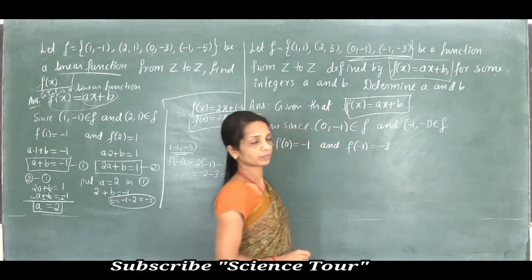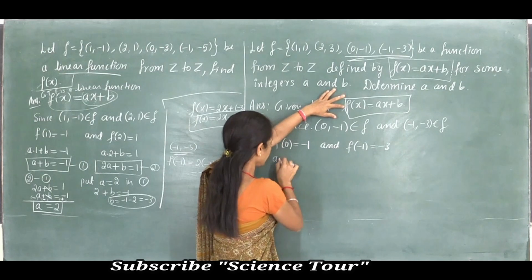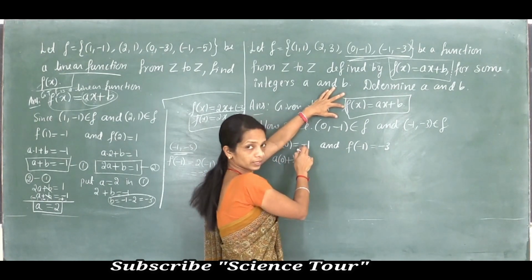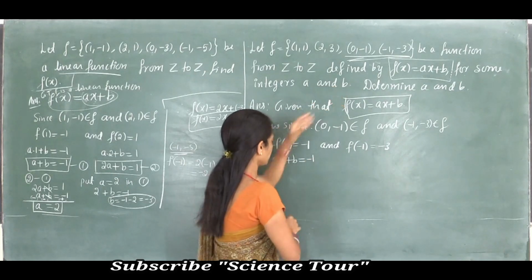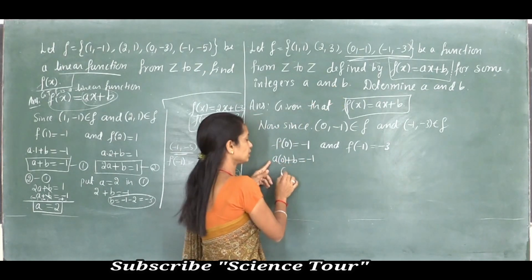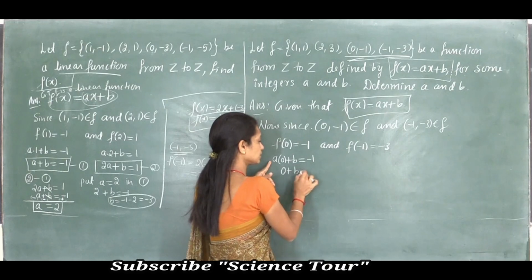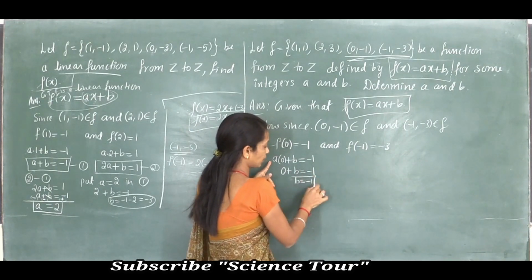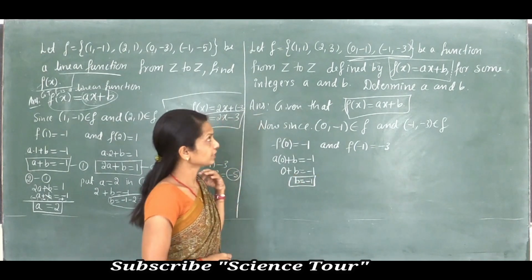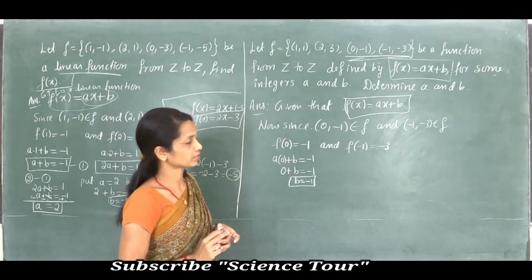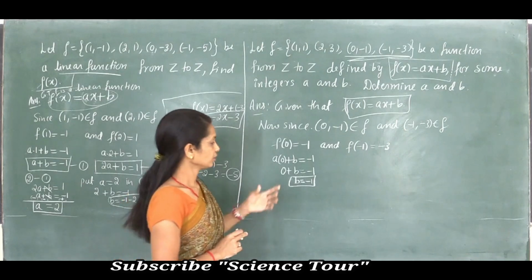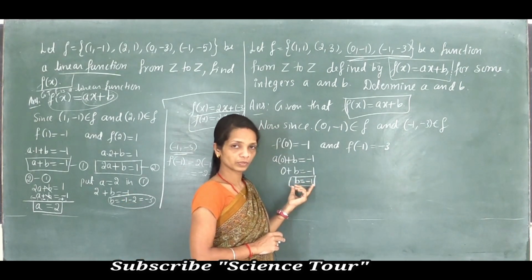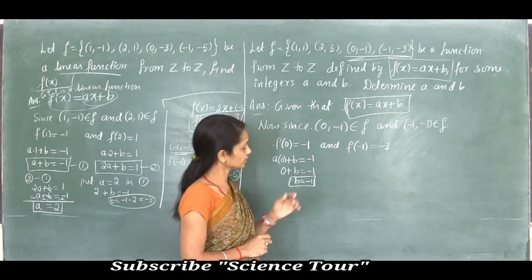According to this, f of 0 is a into 0 plus b, but that answer is already given, that is minus 1. And a into 0 is what? That is 0, plus b is equal to minus 1. So you will get b is equal to minus 1. So if you take the ordered pair where the first element is 0, then you will get one unknown directly. Here we got b directly, that is minus 1.